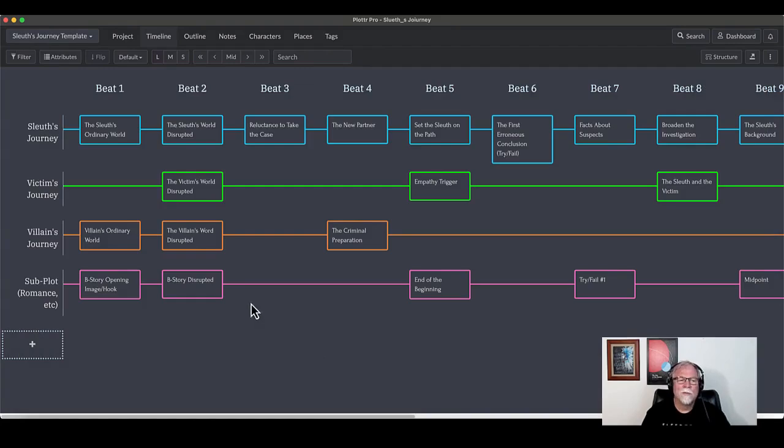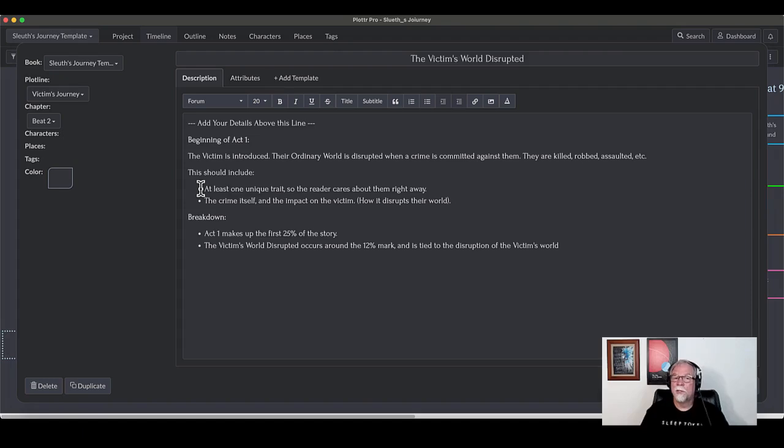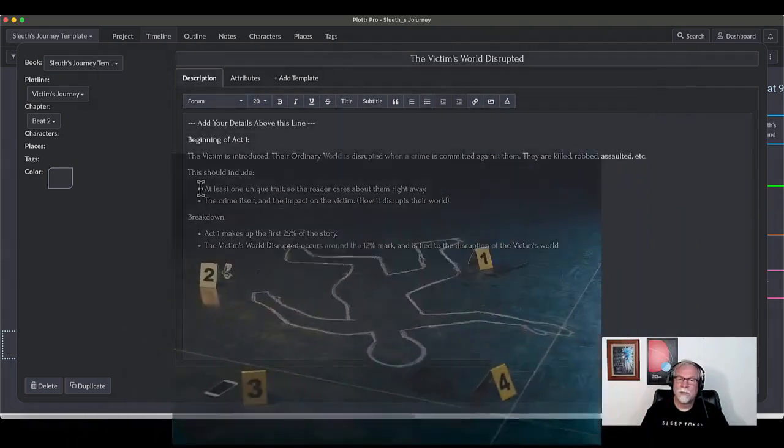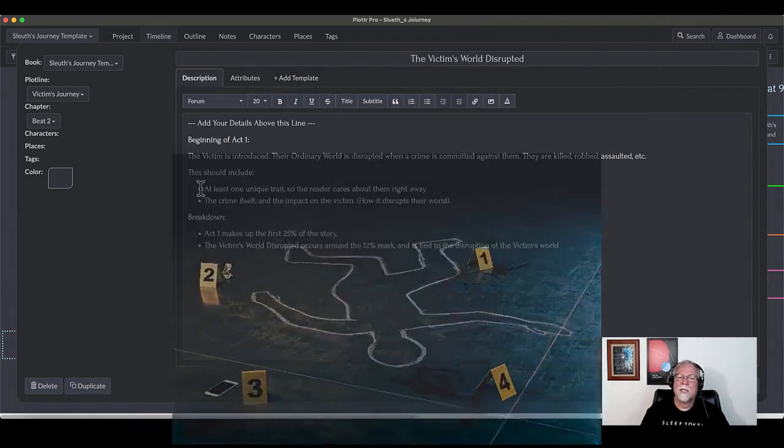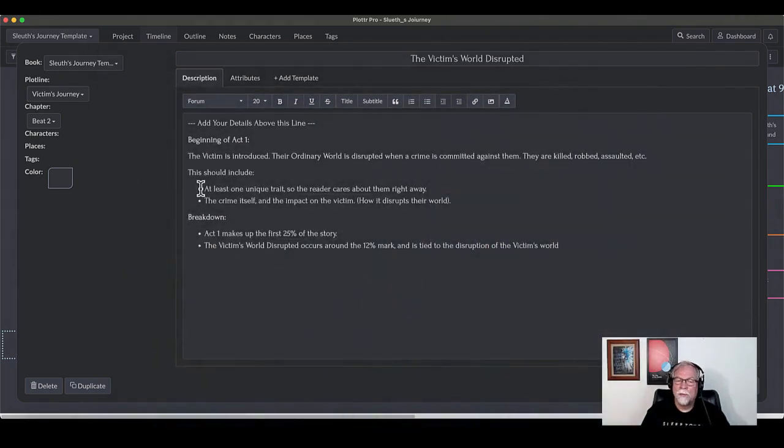Now, the victim's world is disrupted. If they're murdered, well, their world is disrupted because they're dead. Now, but they don't have to be dead. It doesn't have to be a murder. This is just for murder mysteries. They can be robbed, assaulted, kidnapped, whatever happens to them.